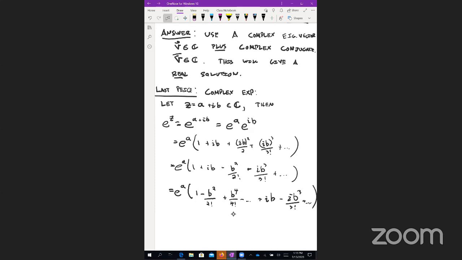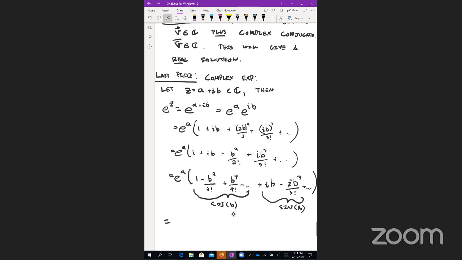And as Anjali said at the top of the section anyway, this is just the power series for cosine. And this is the power series for sine. And so something amazing has happened, right? So we get that this is actually e to the a times cosine b plus i sine b.